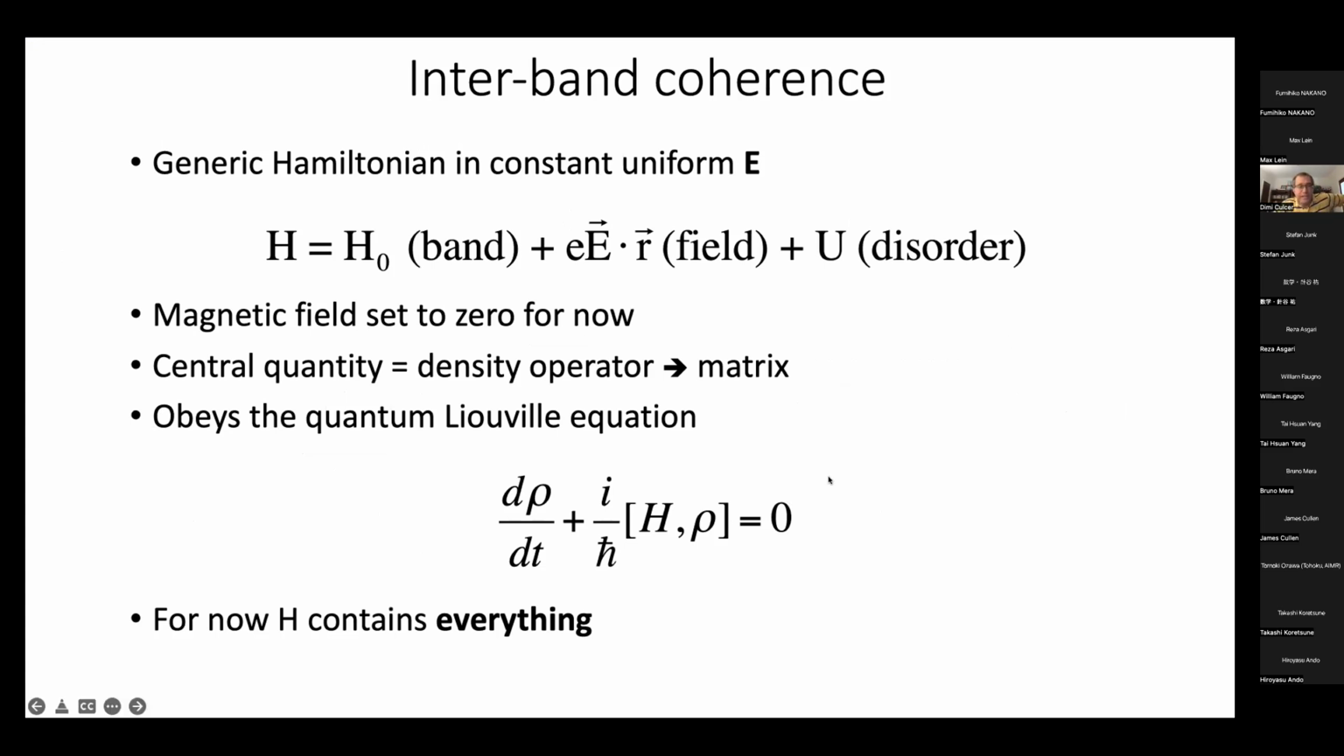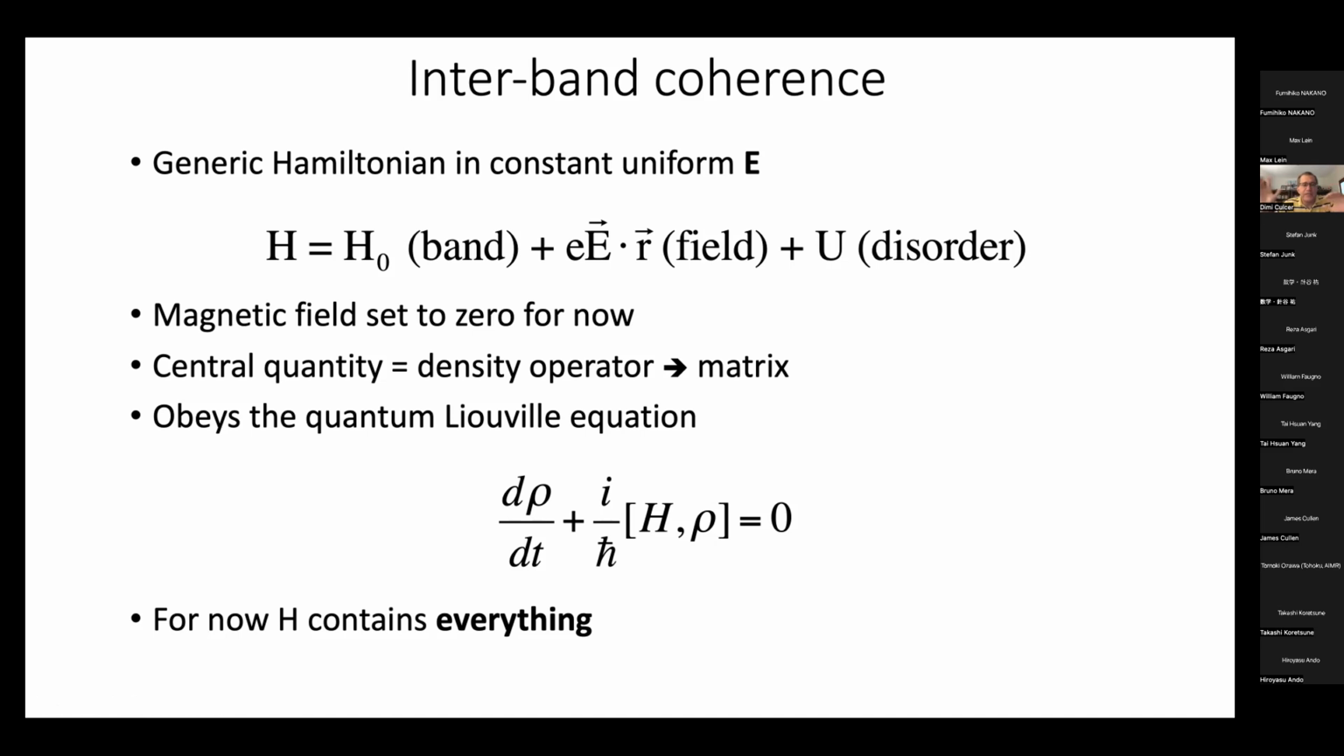And now we're going to say that we have a Hamiltonian that contains a band Hamiltonian. We're doing quantum mechanics now, right? There's E·r, a constant uniform electric field, and there's a disorder potential. The magnetic field is set to 0 for now, and it's going to be set to 0 until the end of the talk. Now, the central quantity that we're looking for is the density operator. And once we project that onto a certain set of states, we're going to get the density matrix. And of course, the important thing to remember here is that the density matrix contains everything.